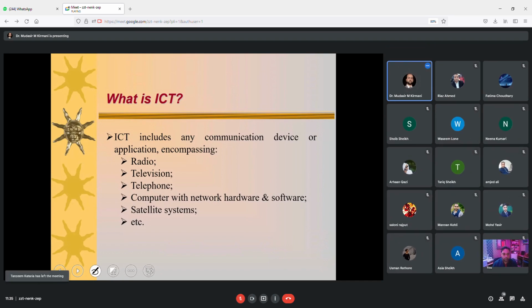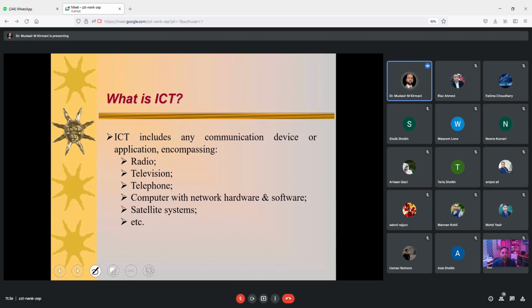In layman's terms, we say a box with a keyboard, a mouse, or a screen is information and communication technology. Rather, it's not. When we say information and communication technology, it's all about how you are able to send your message to the audience using technology, and how you are able to receive information from the sender using technology.